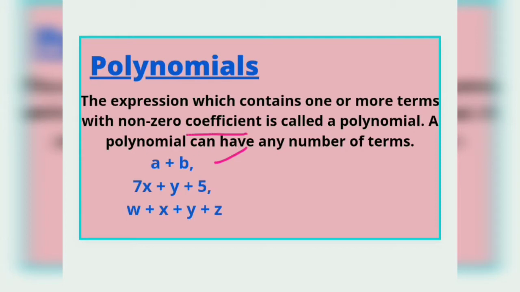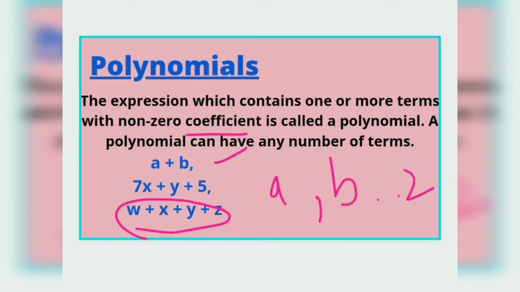Now see, in this polynomial also we have more than one term. Similarly, in the third one also, w plus x plus y plus z. These all are variables, and here also we have more than one term. So variables are like a, b, and so on, up to z. Up to z we have variables, and coefficients are 1, 2, 3, and so on. So these are the coefficients.